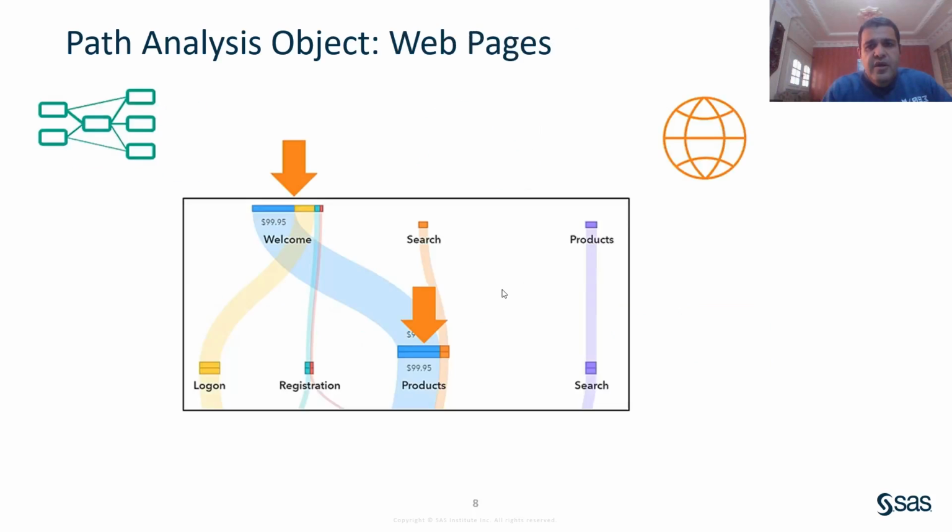For example, with customers visiting web pages on the website, we will notice that most visitors who purchase an item enter on the welcome page. The most popular path for purchase amount starts on the welcome page and continues until the product pages.